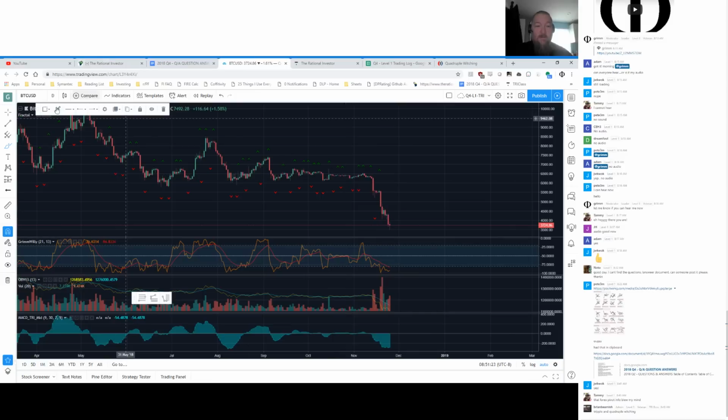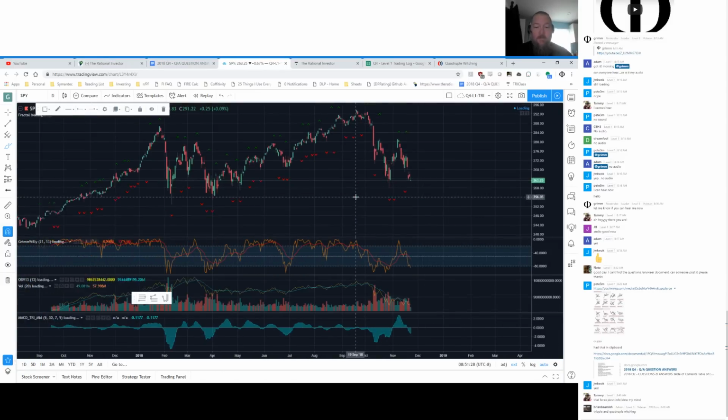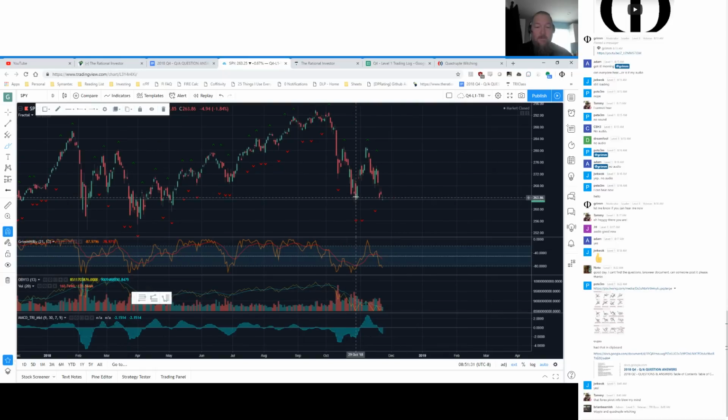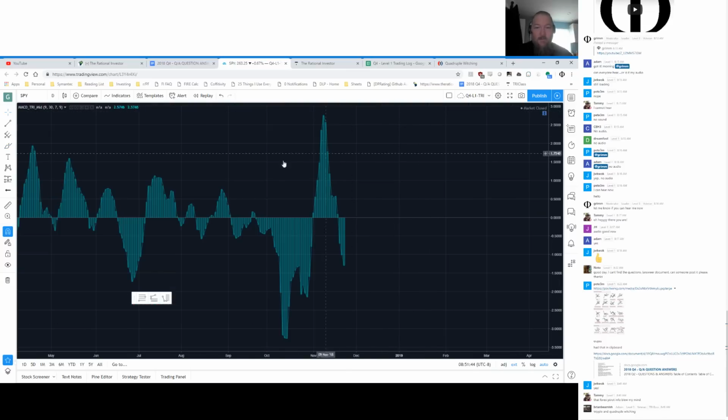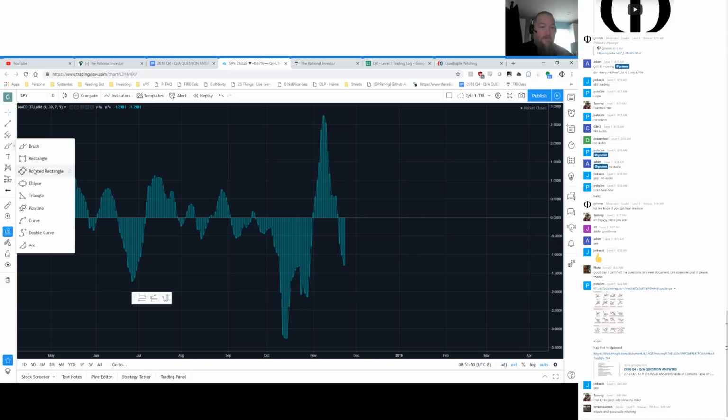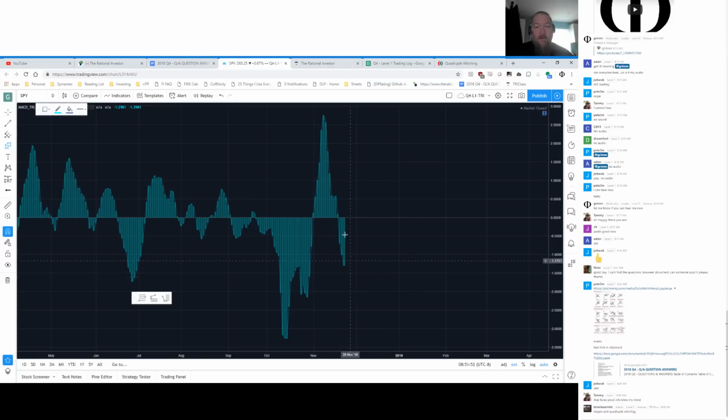All right, I'm going to use the polygon tool so I can show you what I'm looking at here. All right, so W's that occur below the zero line. So this is my zero line here, and then we have price.